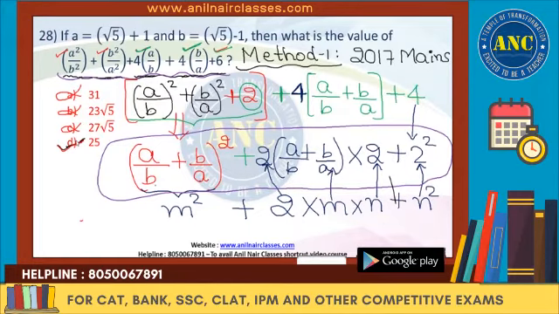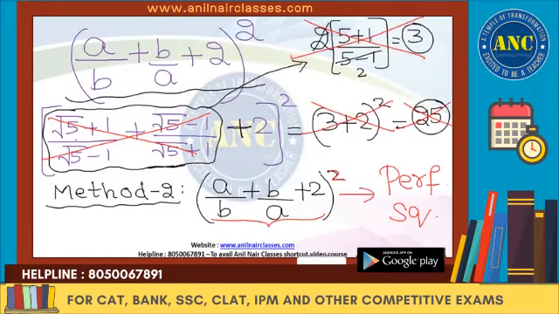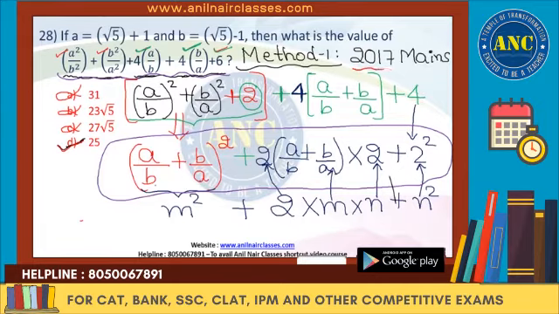I have taught you method 1 for that reason itself. If there are more than one options which are perfect squares, then you should apply method 1, find the a by b plus b by a value, substitute it as 3, and then find the value as 3 plus 2 whole square, which is 25. But it is actually not required with the given options, and I am telling you this is your original 2017 mains question with the exact options being displayed on the screen right now.